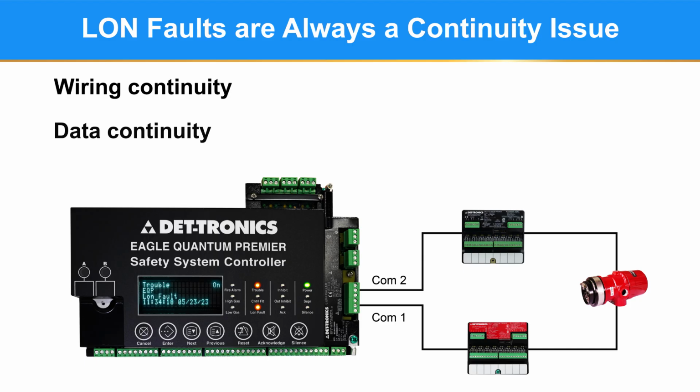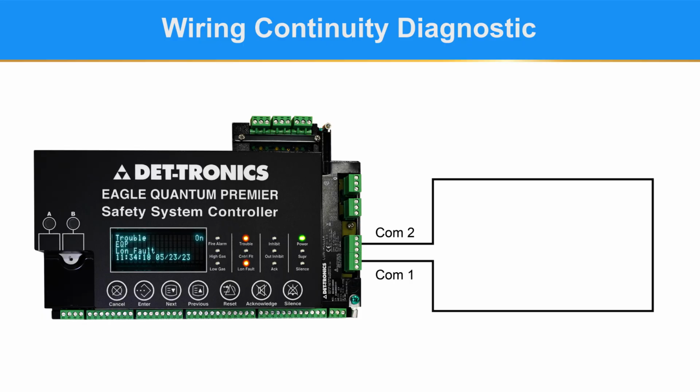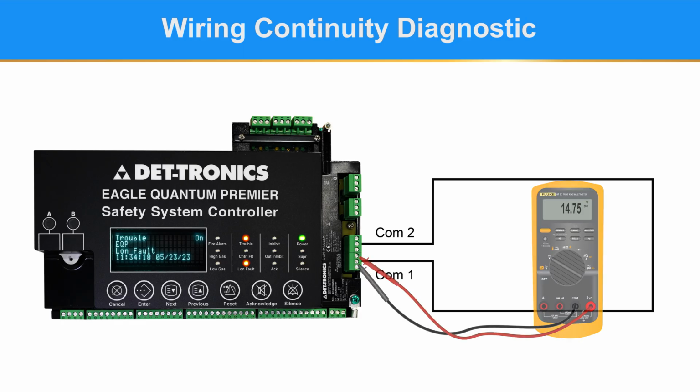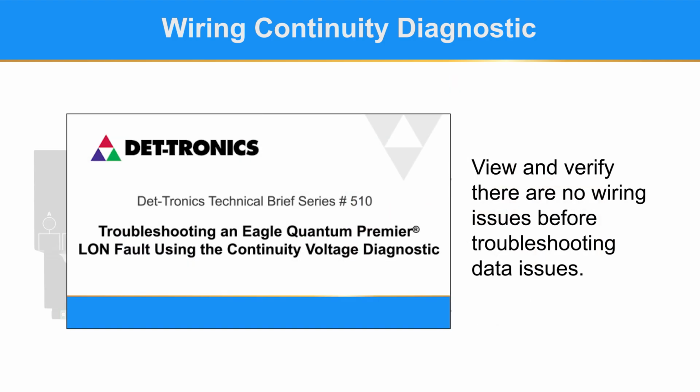There is already a technical brief, number 510, on the continuity voltage diagnostic, which is a diagnostic that checks to make sure the wiring is correct. A very simple explanation of this diagnostic is that the voltage is injected at COM1 of the EQP controller and then measured at COM2 to ensure it made it around the ring. You should view technical brief number 510 and verify you do not have any wiring issues before attempting to troubleshoot a fault caused by data continuity, which this video covers.